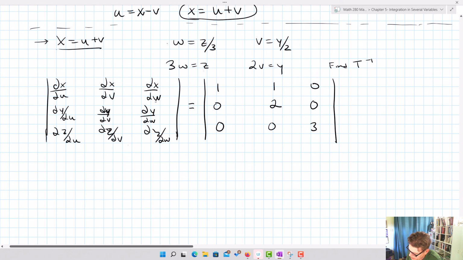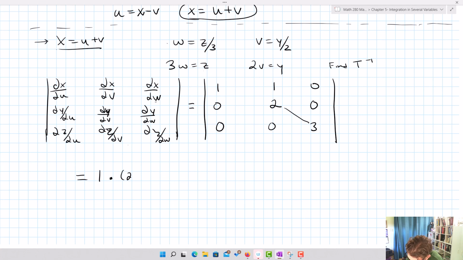So now our job is just to take the determinant of that. We're going to get 1 times 2 times 3 minus 0, minus 1 times 0 times 3, which is 0, plus 0 times 0 minus 2 times 0. So this ends up being equal to 6. And our Jacobian is an absolute value, and the absolute value of 6 is just 6.